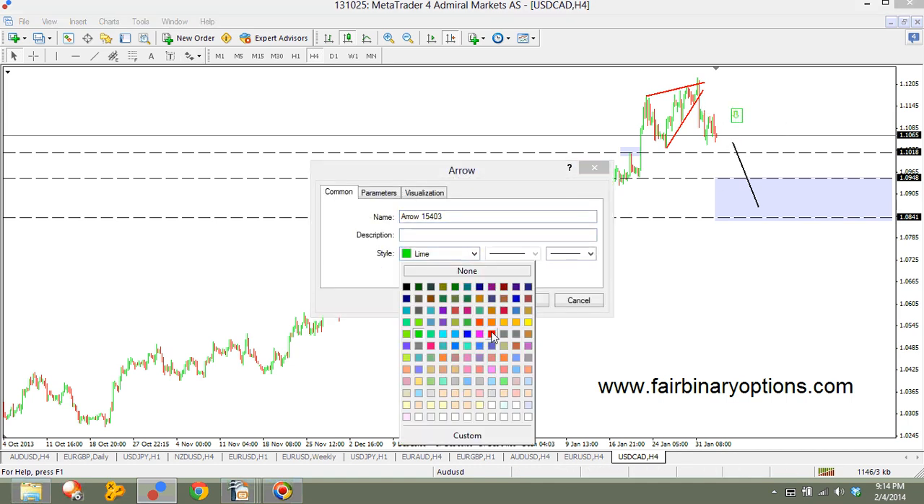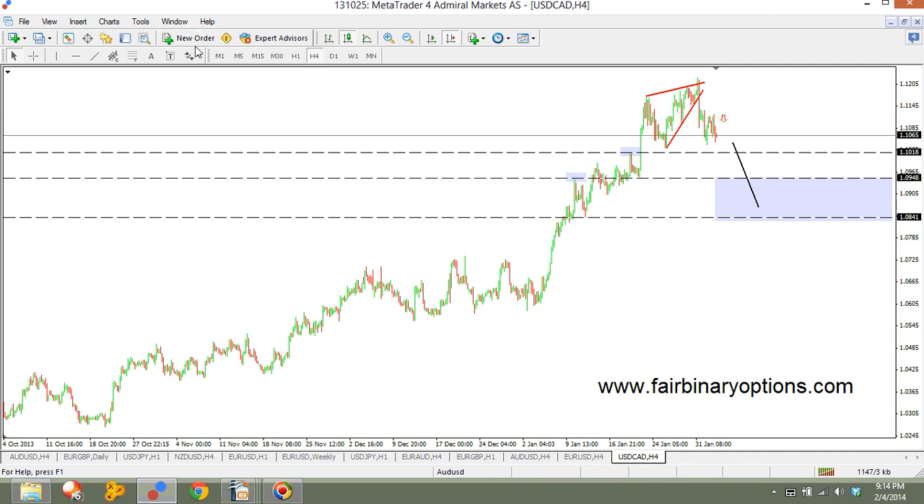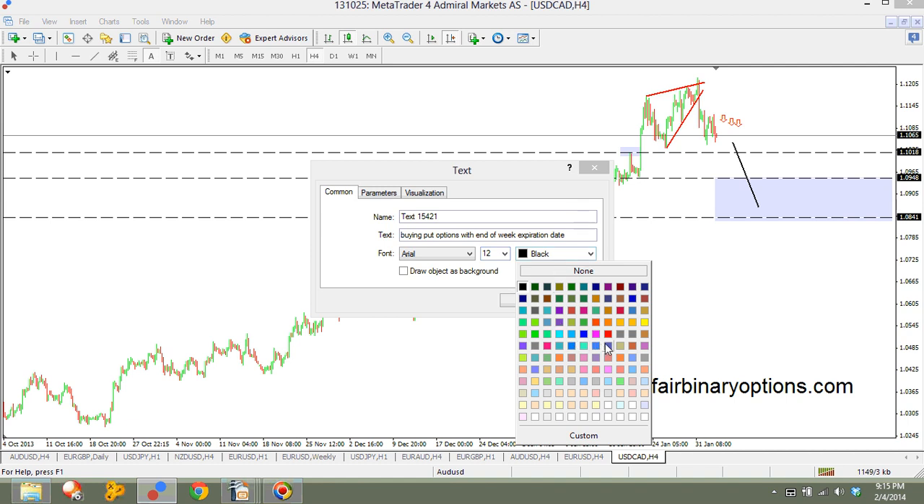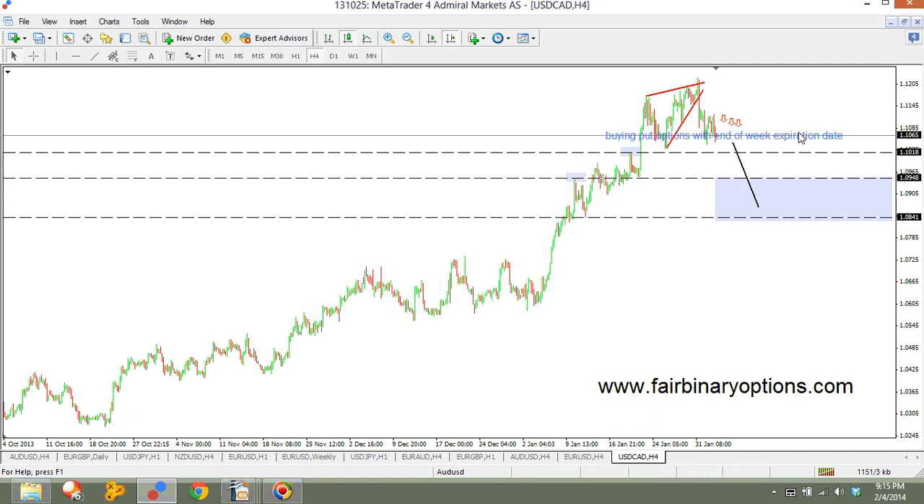Let me make this one red so that we know that the scenario we are looking at is a bearish scenario, a scenario that points to lower values. So the outcome here should be to the downside. So buying put options with end of week expiration date is the logical thing to do. This is our recommendation, and we are looking for price to confirm our scenario, probably with a more aggressive move, as this rising wedge as a terminal impulsive move is quite a bearish pattern.